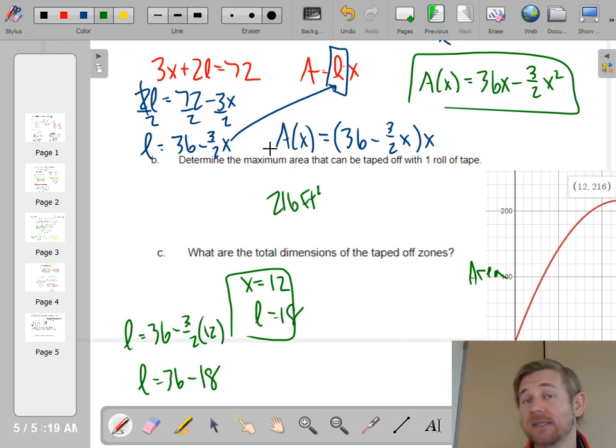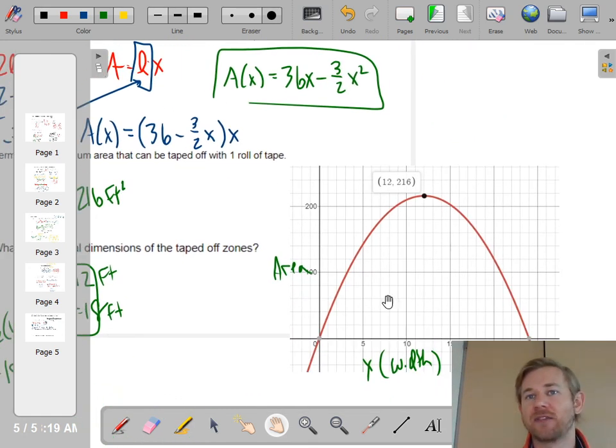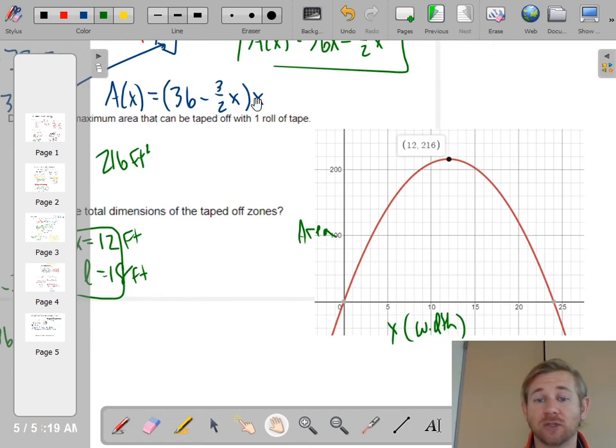So what are the dimensions? 12 feet by 18 feet. This little distance is 12, and the long distance is 18. If you add those up, 12 plus 12 plus 12 is 36. 18 plus 18 is also 36, and they add to 72 feet. So that's the entire problem. You need to create a model, you need to graph the model, and then you need to know what you're looking at.